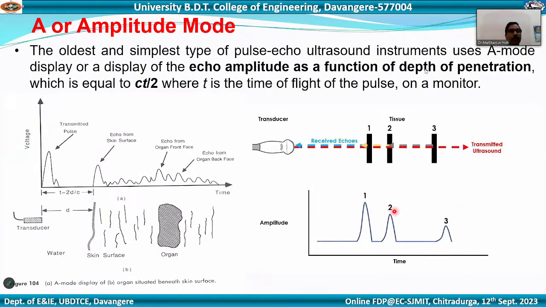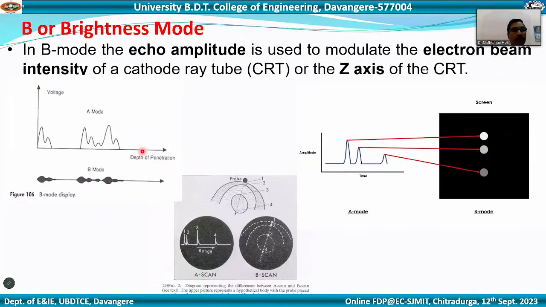Okay. So the second one is B or brightness mode. In B mode, the echo amplitude is used to modulate the electron beam intensity. We generally use a CRT screen monitor. The monitor is nothing but it carries a cathode ray tube. So what we do is, the amplitude of whatever echo is reflected back is connected to the electron beam intensity. That is nothing but the z-axis. So what happens?